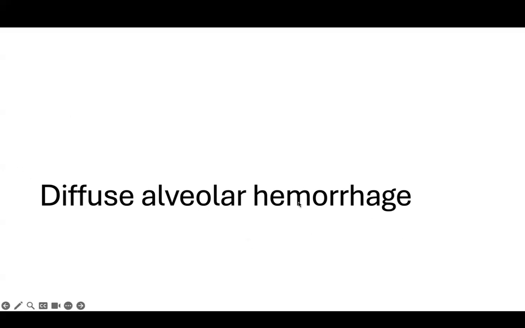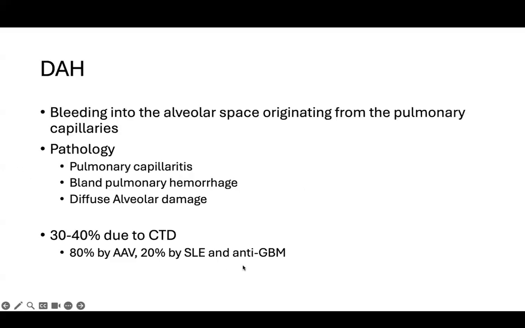So the first thing we're going to be talking about is diffuse alveolar hemorrhage. Diffuse alveolar hemorrhage is basically when you're having bleeding into the alveolar spaces, originating from the pulmonary capillaries, right? It can happen if the pulmonary capillaries get inflamed, or sometimes if you have a bland hemorrhage with no inflammation, or even in cases of diffuse alveolar damage. Most importantly, about 30 to 40% of them are due to connective tissue disease, of which the majority are ANCA-associated vasculitis, right? Either GPA, EGPA, MPA, something of the sort.